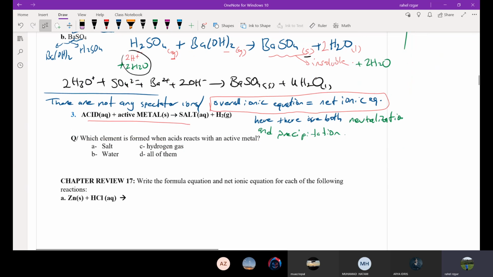Now let's look at the next type of reaction: acid when it reacts with an active metal. If you remember from the beginning of this chapter, we studied the properties of acids and bases. One of the properties of acids was that when an active metal reacts with an acid, the products are salt and hydrogen gas. Salt and hydrogen gas.